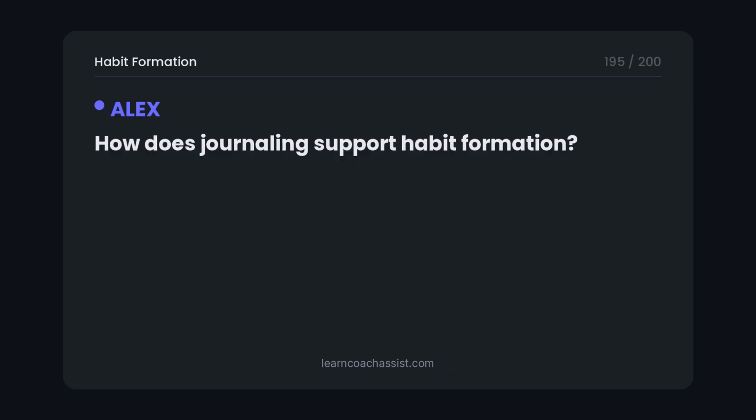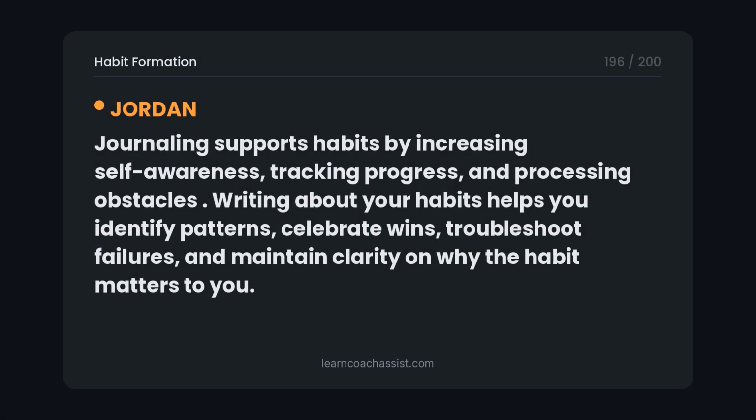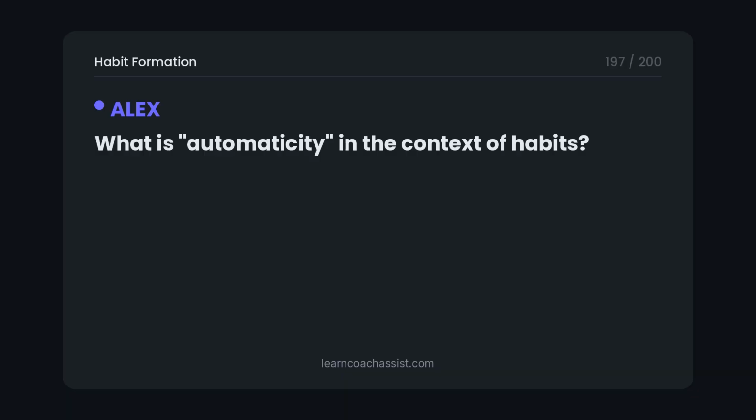How does journaling support habit formation? Journaling supports habits by increasing self-awareness, tracking progress, and processing obstacles. Writing about your habits helps you identify patterns, celebrate wins, troubleshoot failures, and maintain clarity on why the habit matters to you.